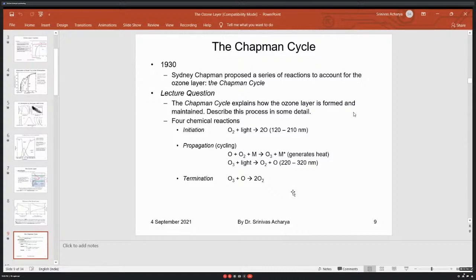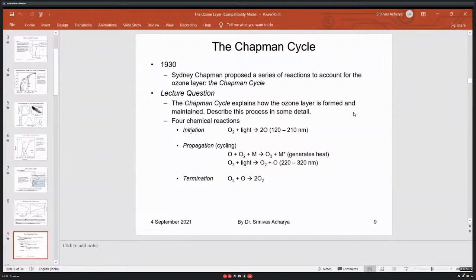That may be a question in any type of competitive examination. Okay. So we'll go for the discussion about the Chapman cycle, meaning how naturally ozone will form and ozone will degrade. There is a natural cycle. Always, every time, ozone is formed and degraded. That is called a null cycle. In 1930, the scientist Sydney Chapman proposed a series of reactions to account for the ozone layer. That is called your Chapman cycle.